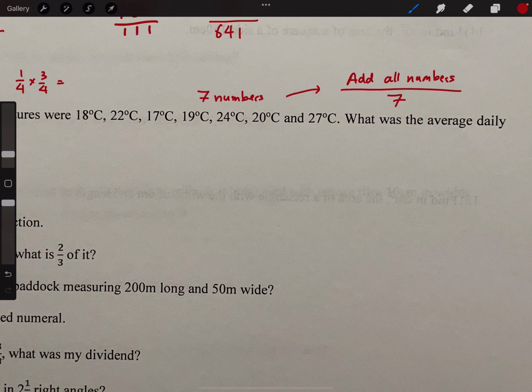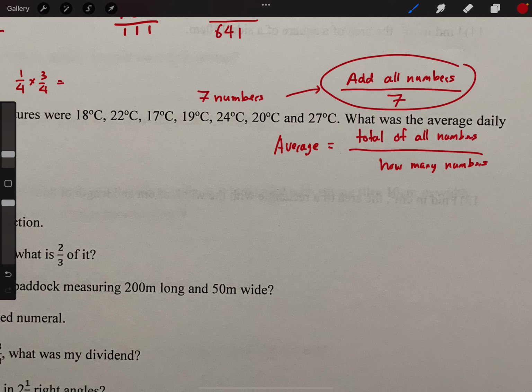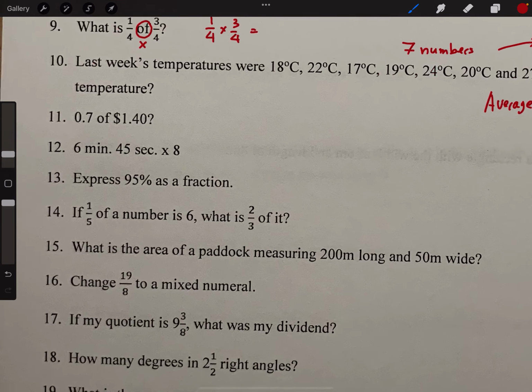That's how averages work, okay? Average is the total of all numbers divided by how many numbers we got. So that's just what we're doing. We're gonna add all the 7 numbers up and then we divide it by 7. So you can do that on your own.